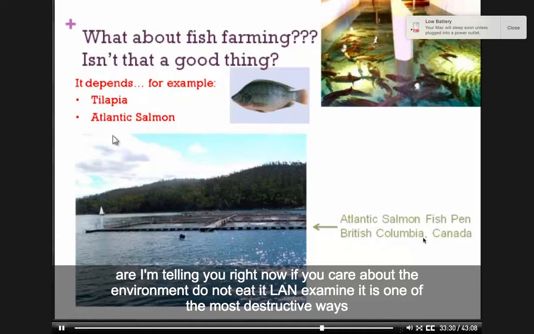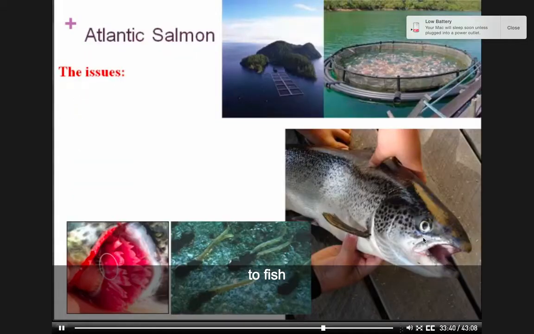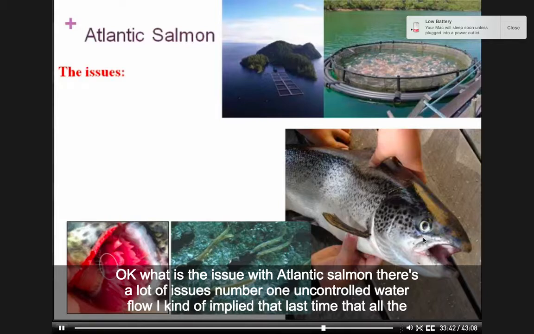So I'm telling you right now, if you care about the environment, do not eat Atlantic salmon. It is one of the most destructive ways to fish. Okay, what is the issue with Atlantic salmon? There's a lot of issues. Number one, uncontrolled water flow.